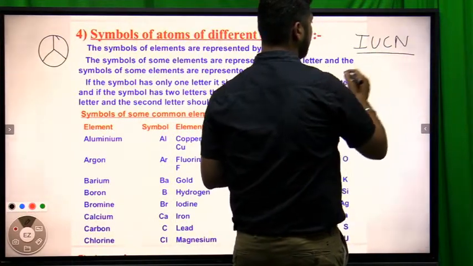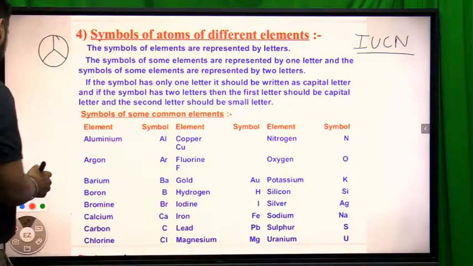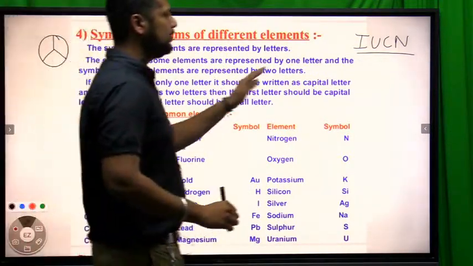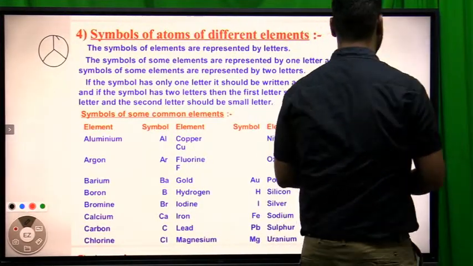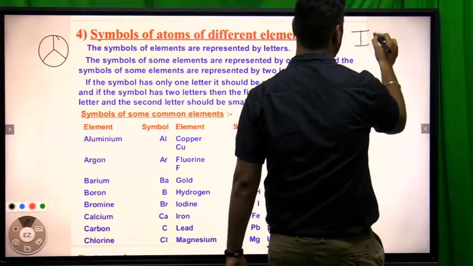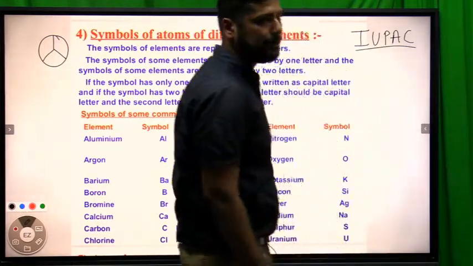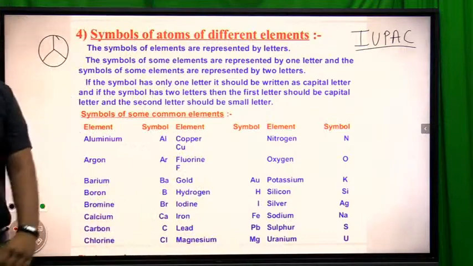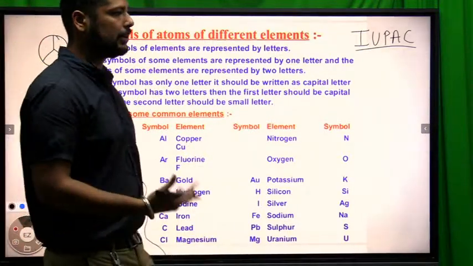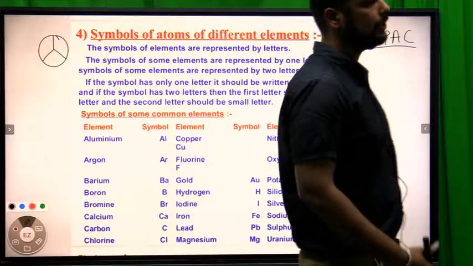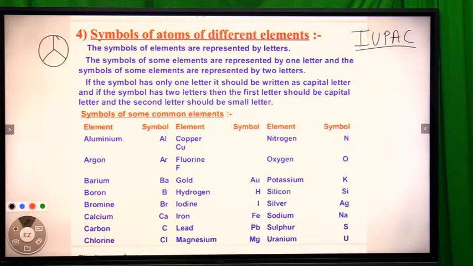Afterwards, scientists made an organization called IUPAC, not IUCN, which is different. IUPAC means International Union for Pure and Applied Chemistry. This IUPAC approves the names of the atoms. Whatever the element, whatever the symbol coming, IUPAC always approves the symbols.